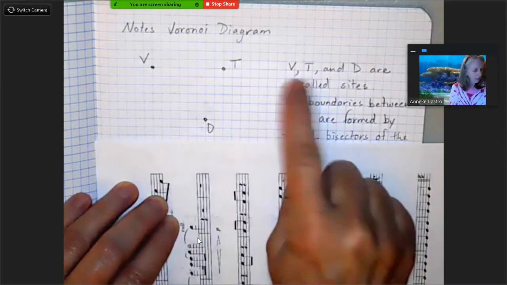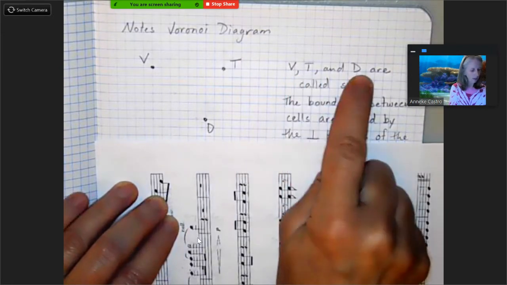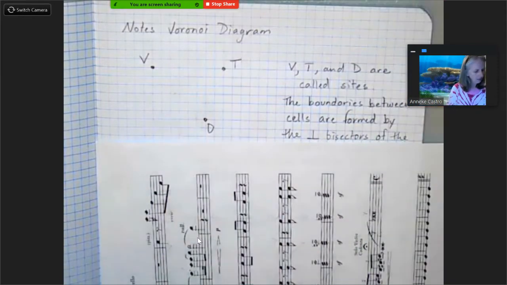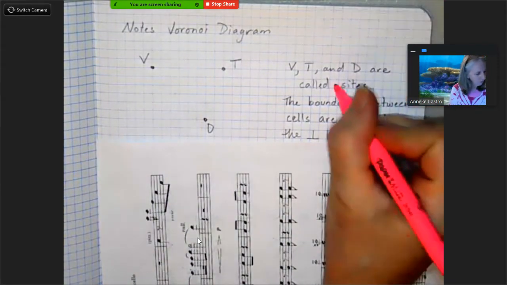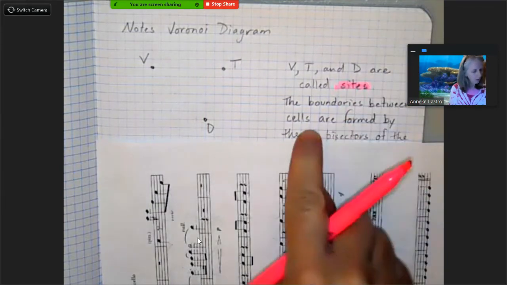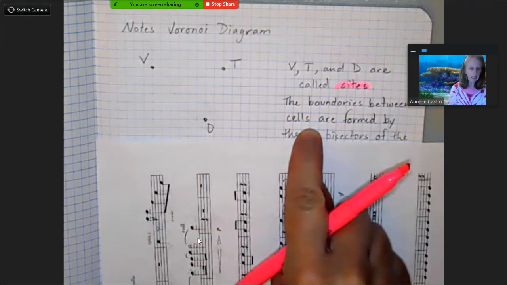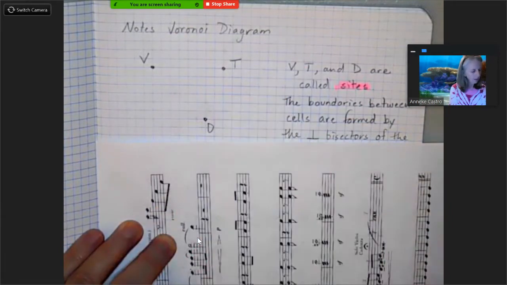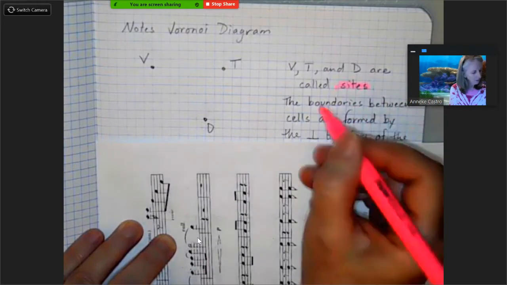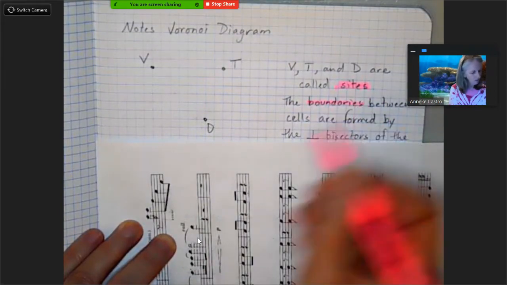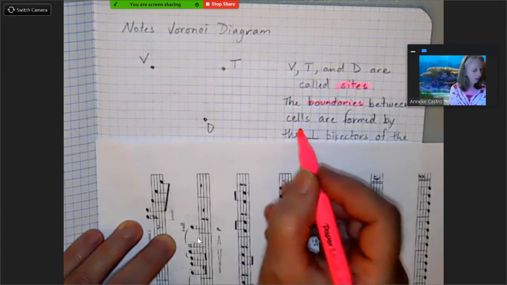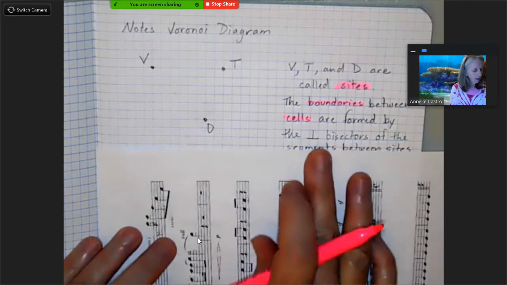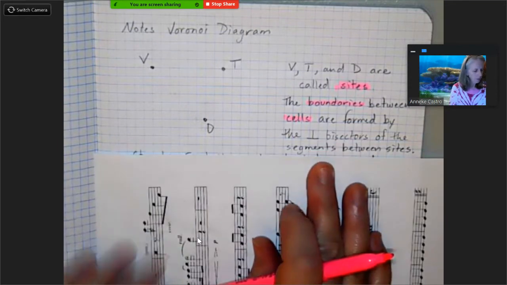Okay, so V, T, and D, the velociraptor, the toxic waste, and the dragon, are called sites. That is an important word. The boundaries between the cells, we're going to actually create this in a little bit, are going to be the lines that we're going to create to separate the sites. The cells, when you saw in Desmos, were the different colored areas. So again, that's a good word for us: the boundaries between cells are formed by the perpendicular bisectors of the segments between sites.